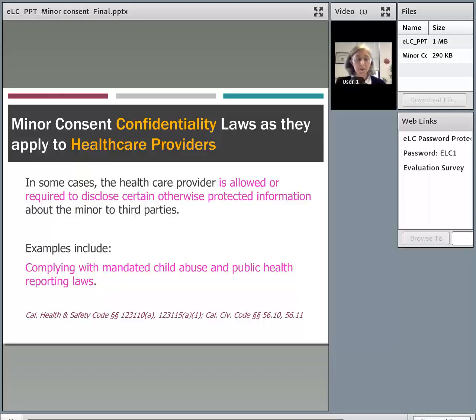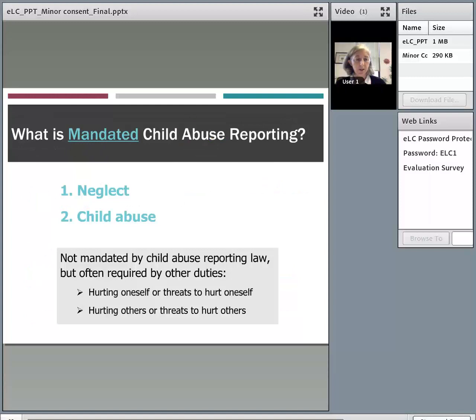But we thought it would be helpful to just do a quick review of mandated child abuse reporting vis-a-vis sexual abuse, because there often are so many questions and concerns about whether, if you start to ask about sexual activity, that is going to end up triggering any reporting laws. So let's just do a quick review.